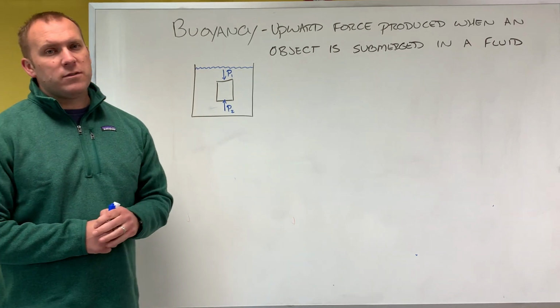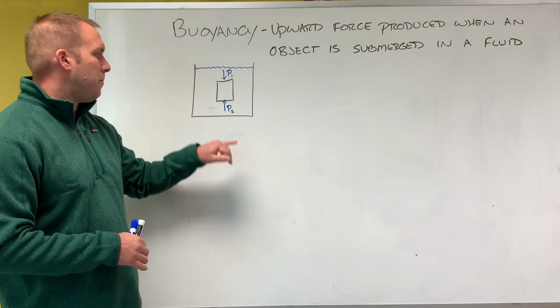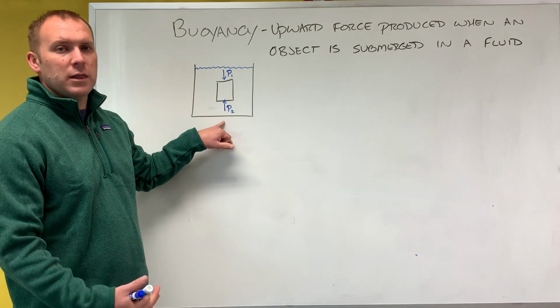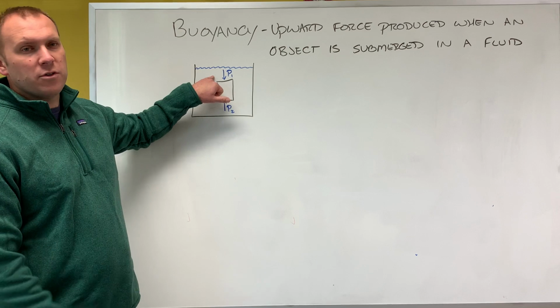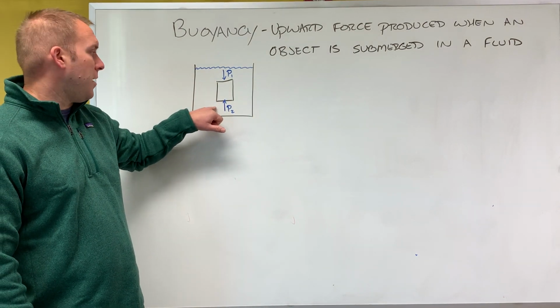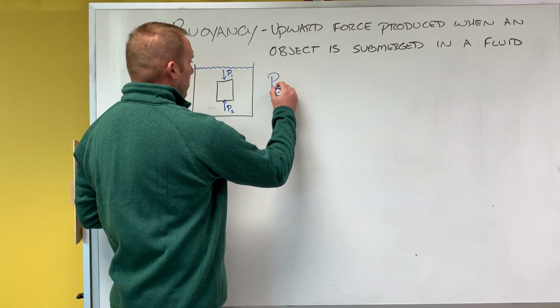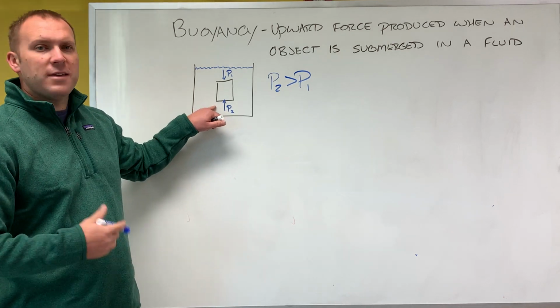Looking at buoyancy, we can understand how that force comes about based upon pressures. So if we think about an object that is submerged within a liquid, there are two pressures that we're going to focus on: the pressure of the water on the top, as well as the pressure of the water at the bottom. What we can say is that pressure 2 is greater than pressure 1 for the fact that pressure 2 has a greater depth.